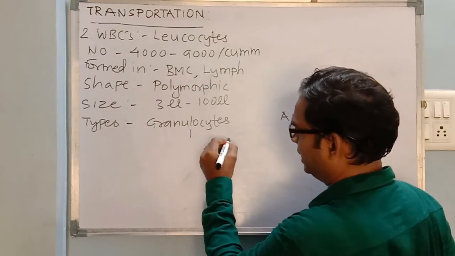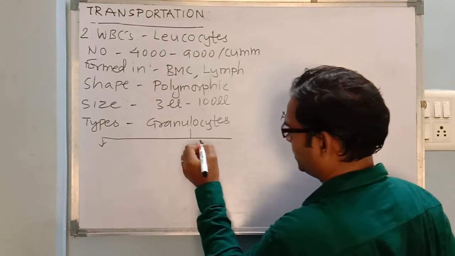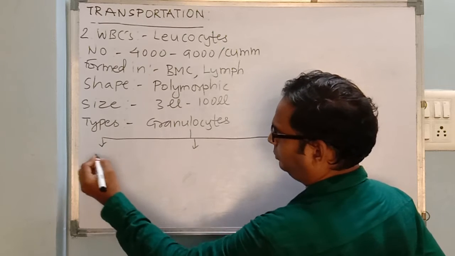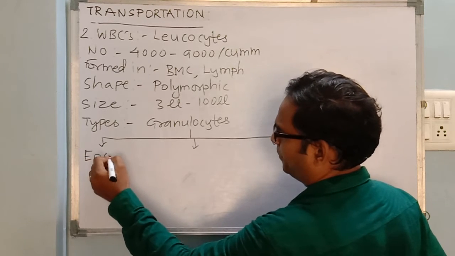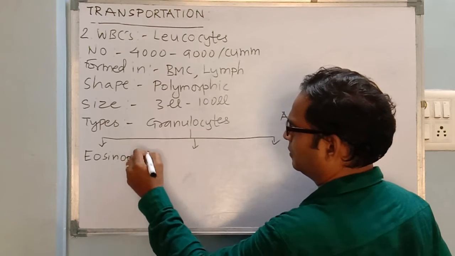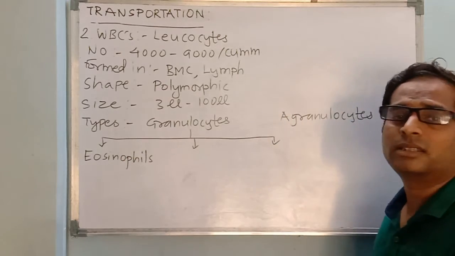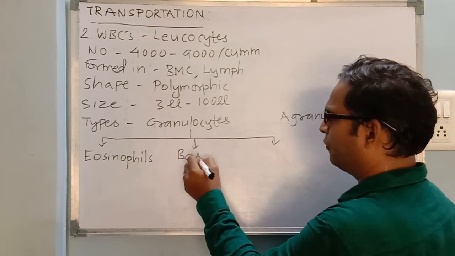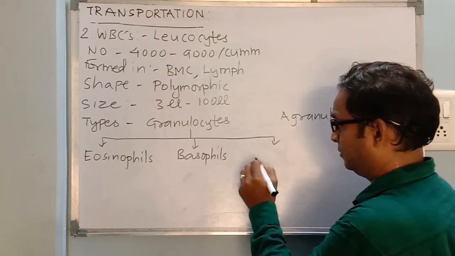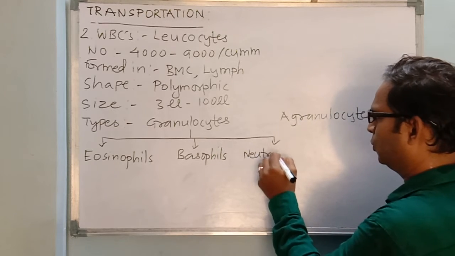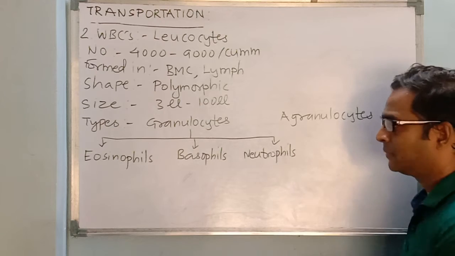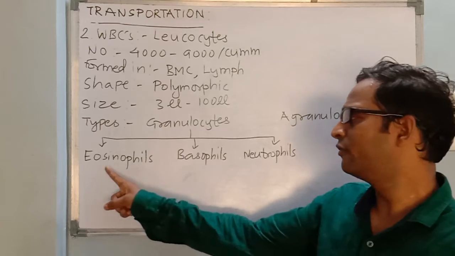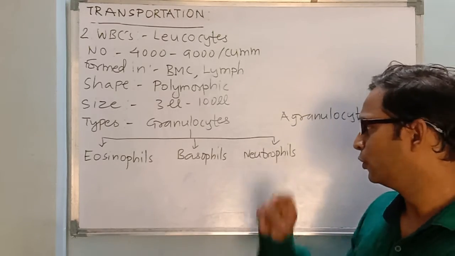So these granulocytes are of 3 types. That is, first type, eosinophils, which can also be called acidophils, basophils, and neutrophils. See, there is a logic behind these names: acidophils or eosinophils, basophils, neutrophils.